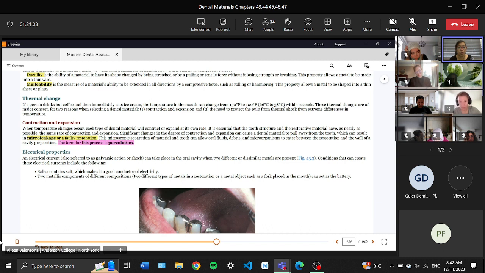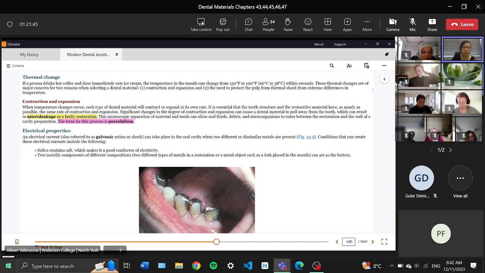The term for this is percolation. Percolation again is a microscopic separation or microleakage. And we do not want that in a faulty restoration. Sometimes with a faulty restoration, maybe the dentist didn't seal the whole tooth, or, as I told you, sometimes it is also the patients. Even if they were advised not to eat or bite sticky, crunchy, hard food, they love to eat it, and then it might cause microleakage.